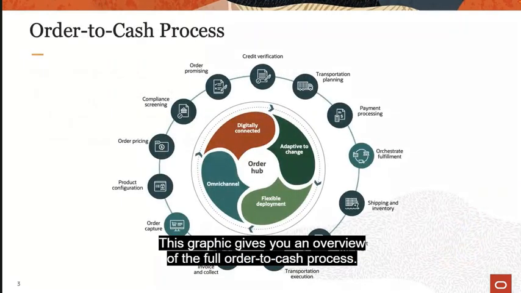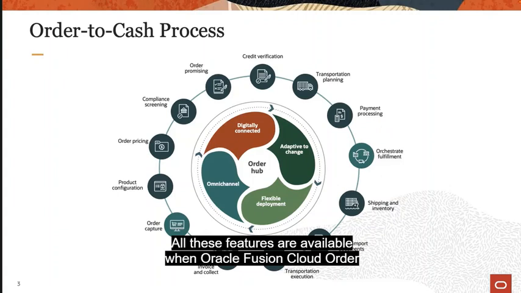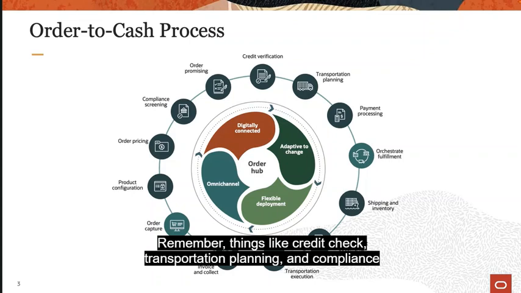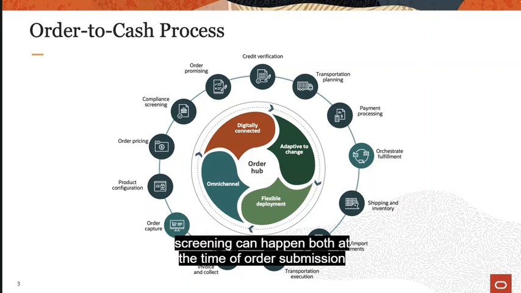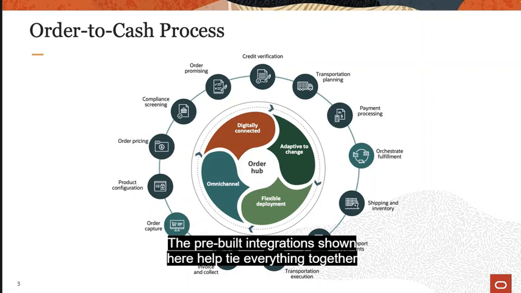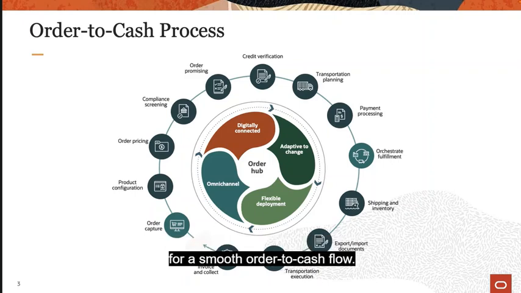This graphic gives you an overview of the full order-to-cash process. All these features are available when Oracle Fusion Cloud Order Management is integrated with other Oracle Fusion Cloud SCM applications. Remember, things like credit check, transportation planning, and compliance screening can happen both at the time of order submission and again during fulfillment. The pre-built integrations shown here help tie everything together for a smooth order-to-cash flow.